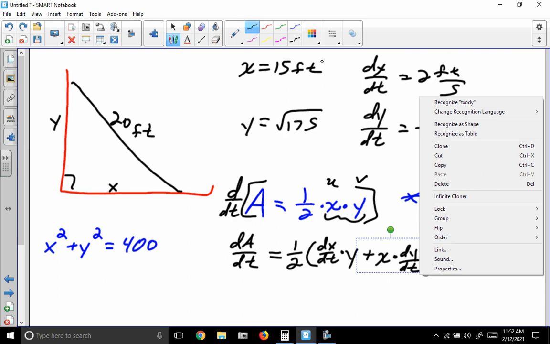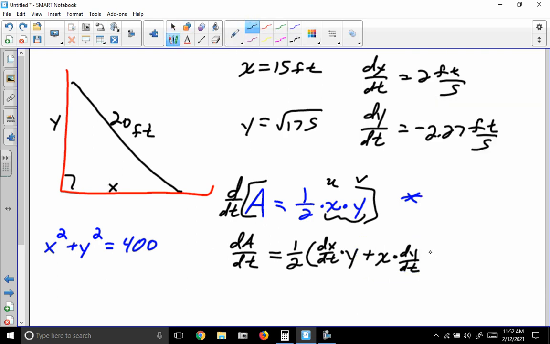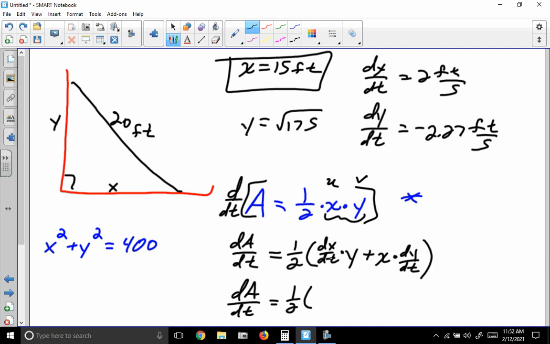Now, since we're taking the derivative with respect to t, when we took the derivative of x, that was dx/dt, and when we take the derivative of y, that's dy/dt. So u prime v plus u v prime. Well, we know dx/dt, that was given. We found y at the moment that x is 15. We were given x, and we also found dy/dt at this moment. So if we want to know how fast the area is changing, we can just substitute those values in.